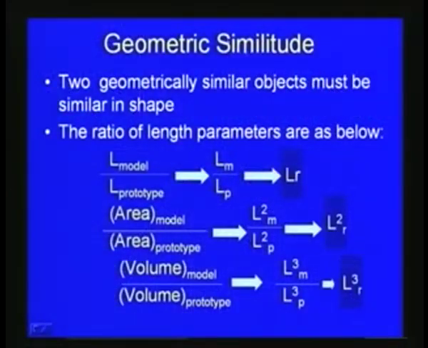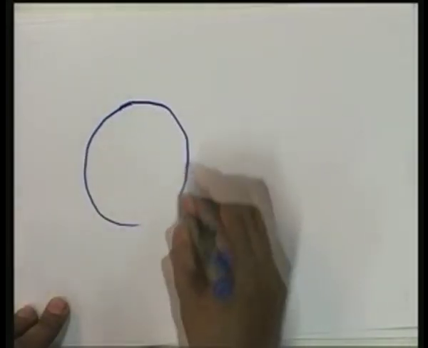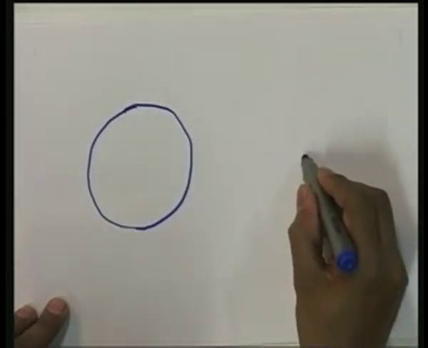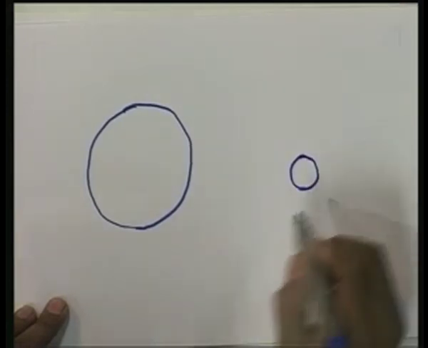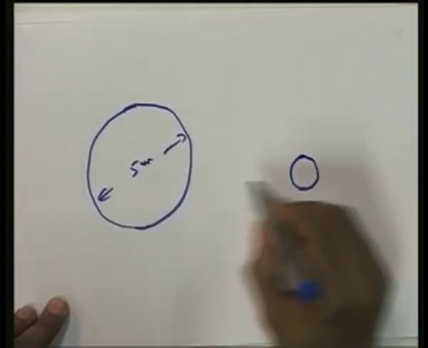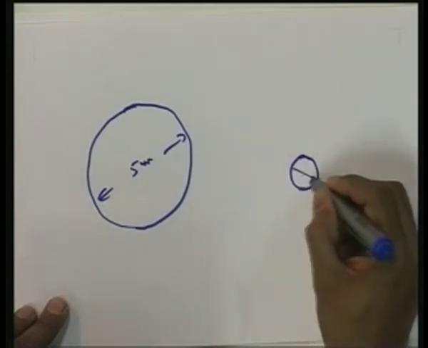So first one is the geometric similitude. Here you can see that two geometrically similar objects must be similar in shape. For example, when we deal with the flow over a cylinder, the real field problem will have a very large diameter, and a cylinder of this large size is considered, and then when we do the modeling we will consider a small cylinder like this. For example this can be 5-meter diameter, and if you consider a 1:10 scale, here it can be 50 centimeter diameter.